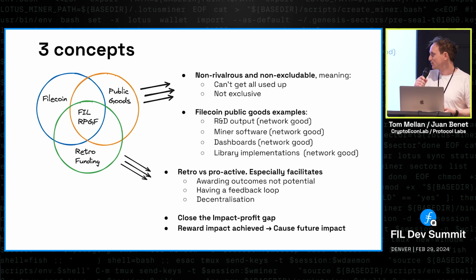Other features of retroactive as opposed to proactive funding: it especially works well with having a feedback loop. Having that kind of definite outcome is really suited to this kind of iterative feedback loop structure that we want to have, and this supports decentralization really well. So these are three key features.